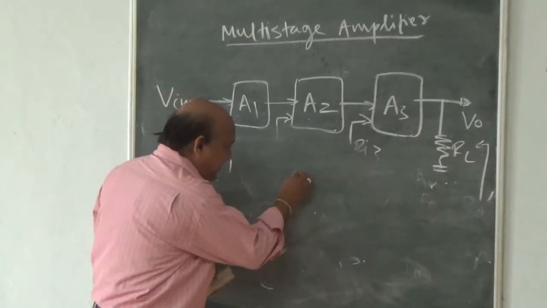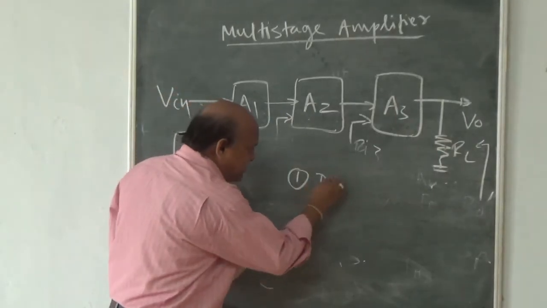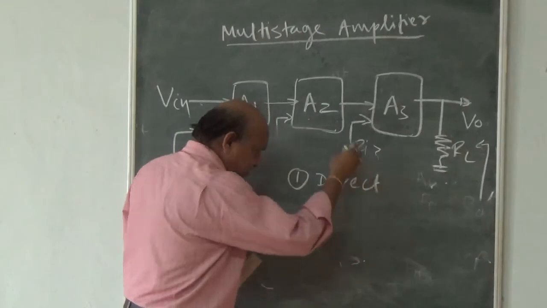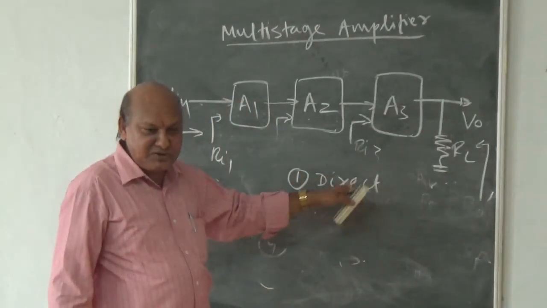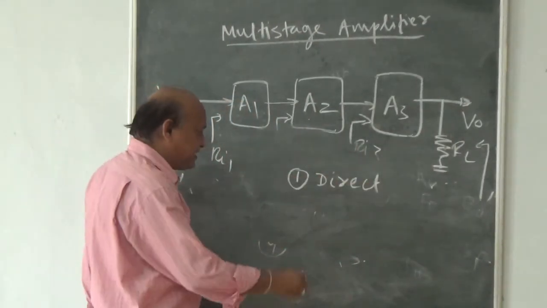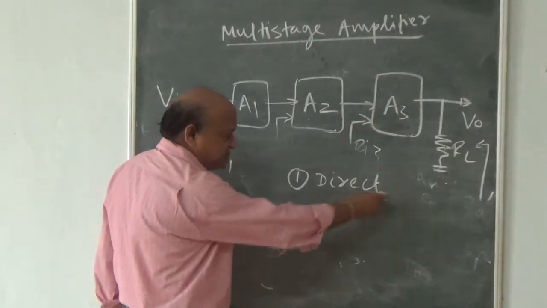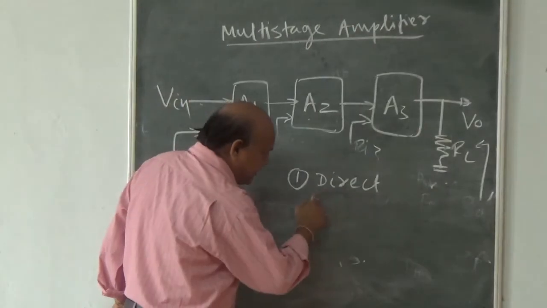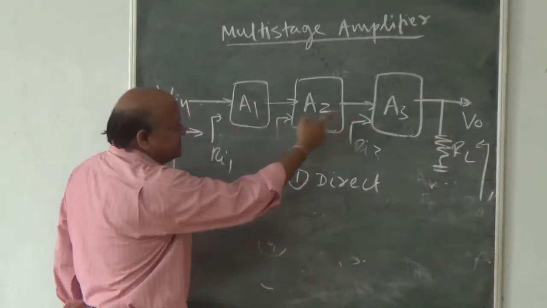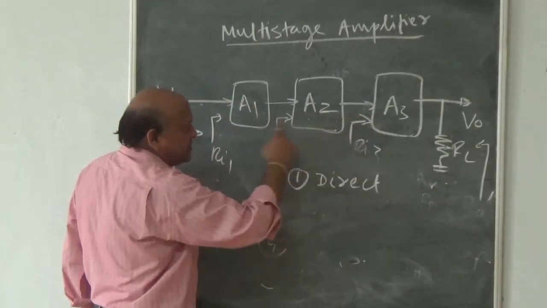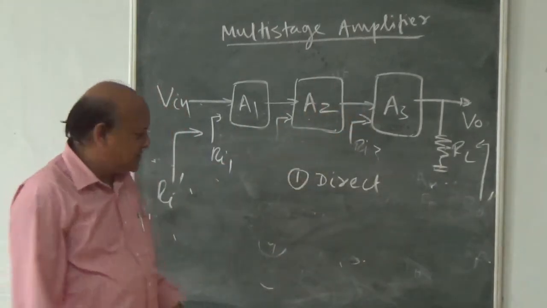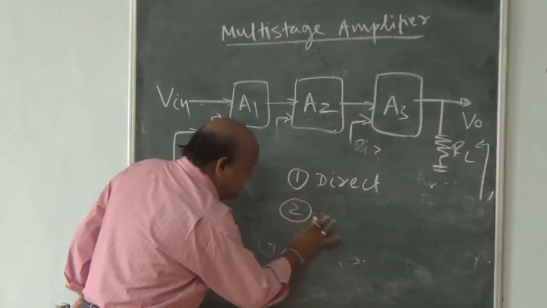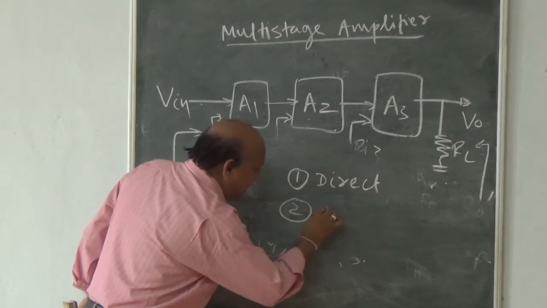So there are 3 types of coupling. Number 1 is called direct coupling. We will see in the next video. Just I will tell you the types of coupling here, and we conclude the basic things about the multi-stage amplifier. So the first coupling is the direct coupling, which you can see here, just directly connected without any coupling components. And the second one is the RC coupling.